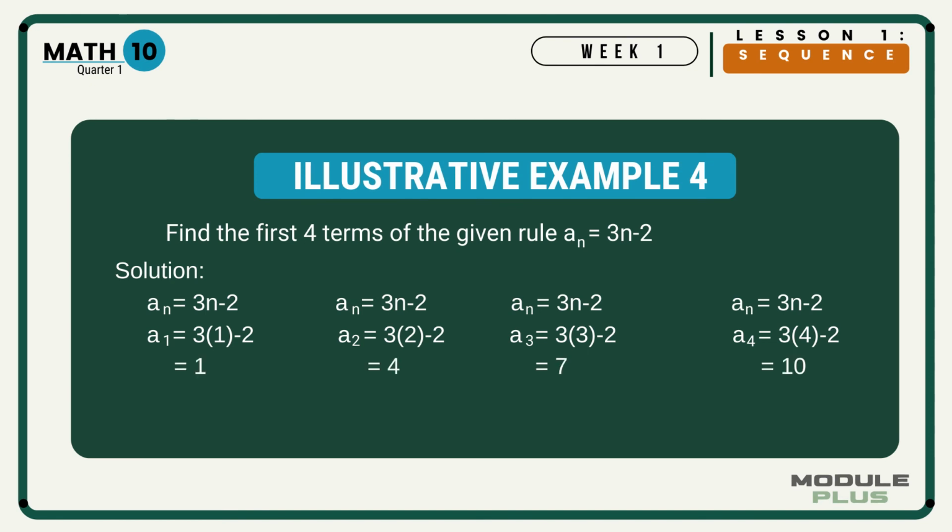For the first term, 3 times 1 is equal to 3, minus 2 equals 1. For the second term, 3 times 2 is 6, minus 2, yes, 4. For the third term, 3 times 3 is 9, minus 2, it equals 7. For the fourth term, 3 times 4 is 12, minus 2, yes, it's 10. Therefore, the first four terms of the given rule a_n equals 3n minus 2 are 1, 4, 7, and 10.